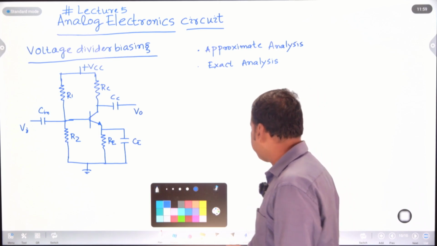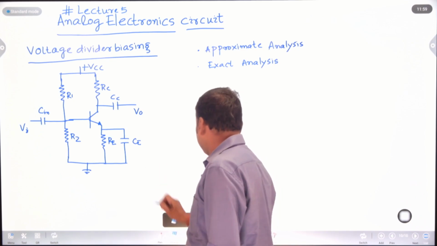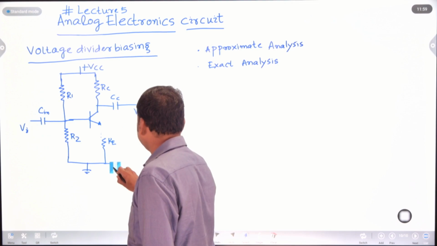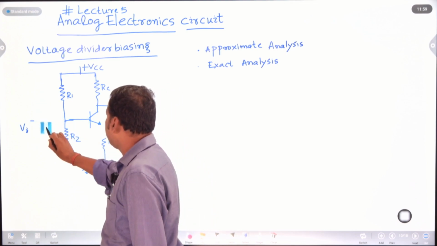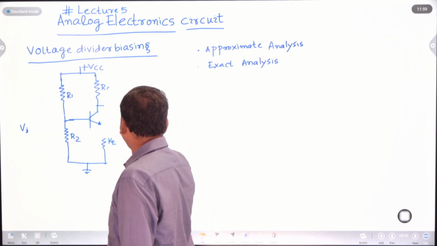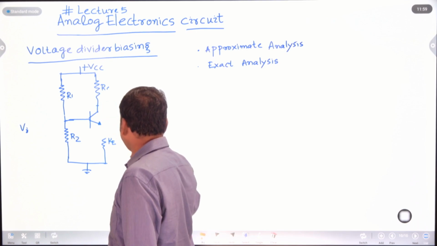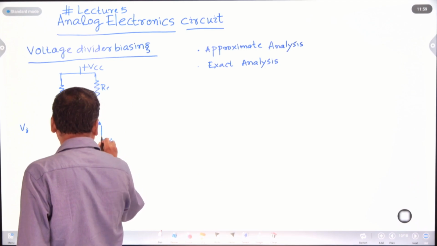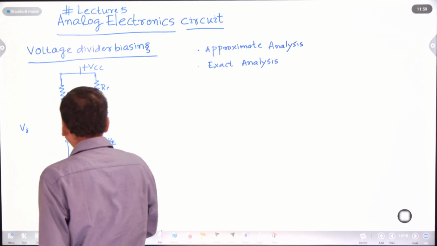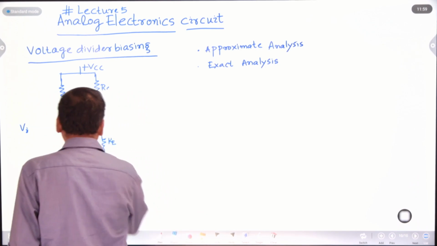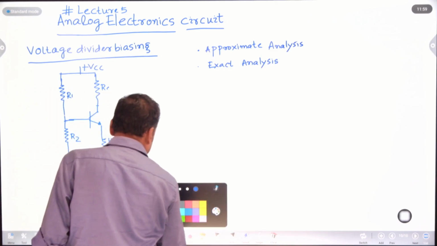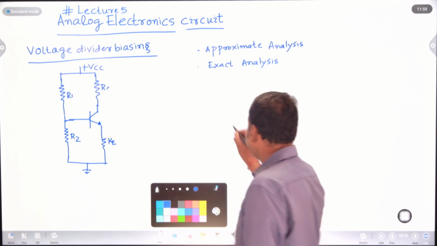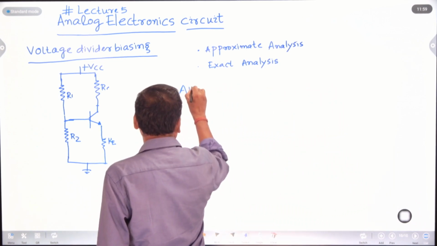In case of approximate analysis, we can just remove the capacitors. Now we are going to calculate the DC current and DC voltage, that's why the capacitors can be open circuited here. So how to calculate the DC current and DC voltage in case of approximate analysis?